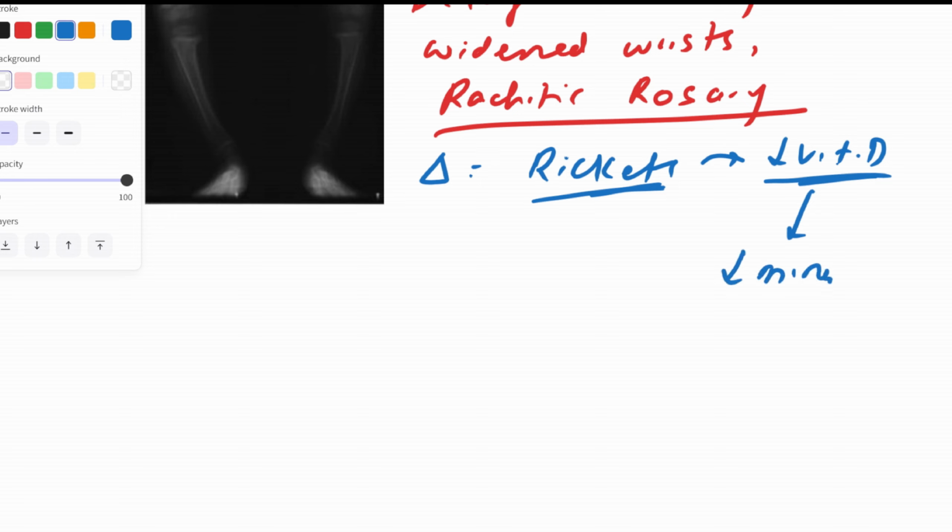This unmineralized osteoid accumulates, causing the characteristic bone deformities like bowing of long bones, widened epiphyses, and growth retardation. The pot belly might be due to hypotonia of abdominal muscles.